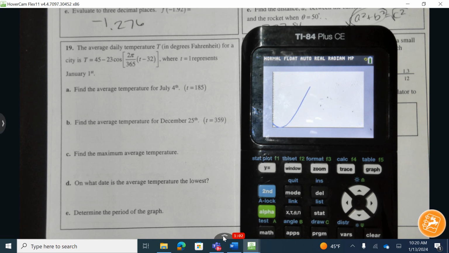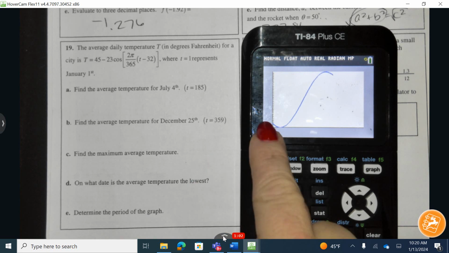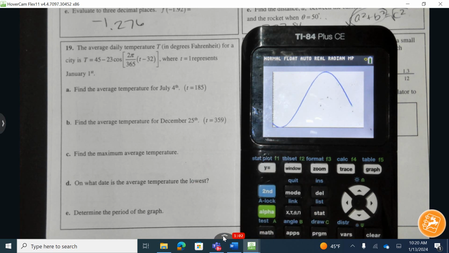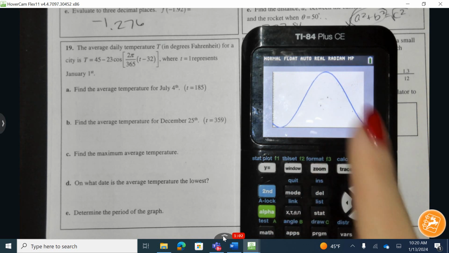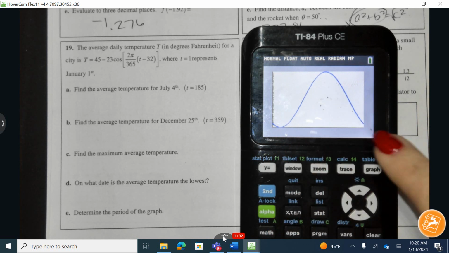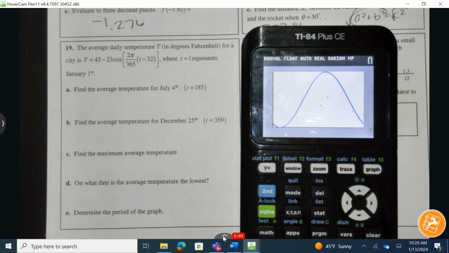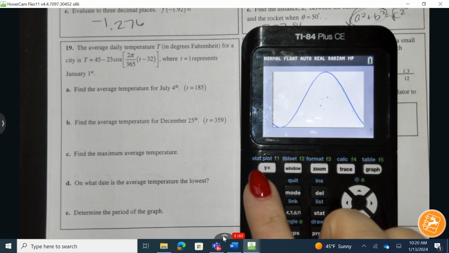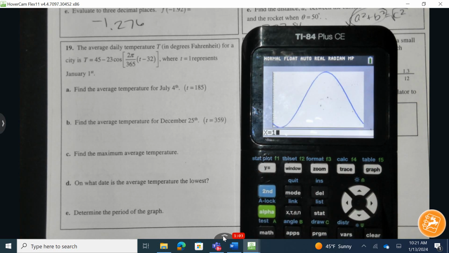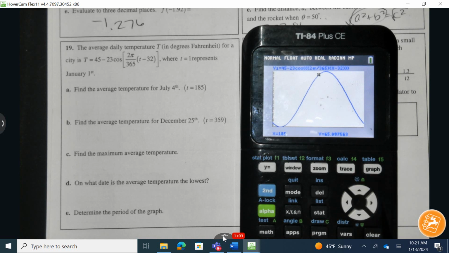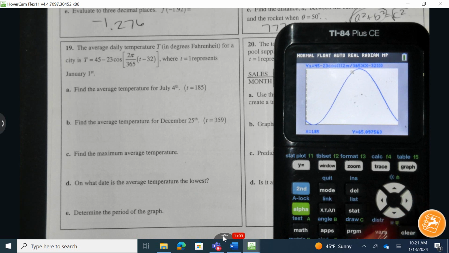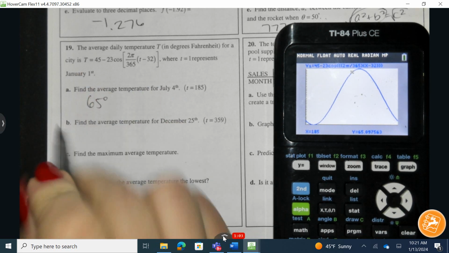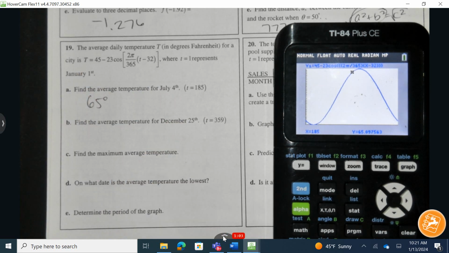All right, so this looks like the output. This would be our winter time, our summer highs, and then back to December, and this would be December 31st. So let's figure out July 4th. I'm going to go second trace value and type in 185, and we get an answer of 65. And let's round that to 65 degrees.